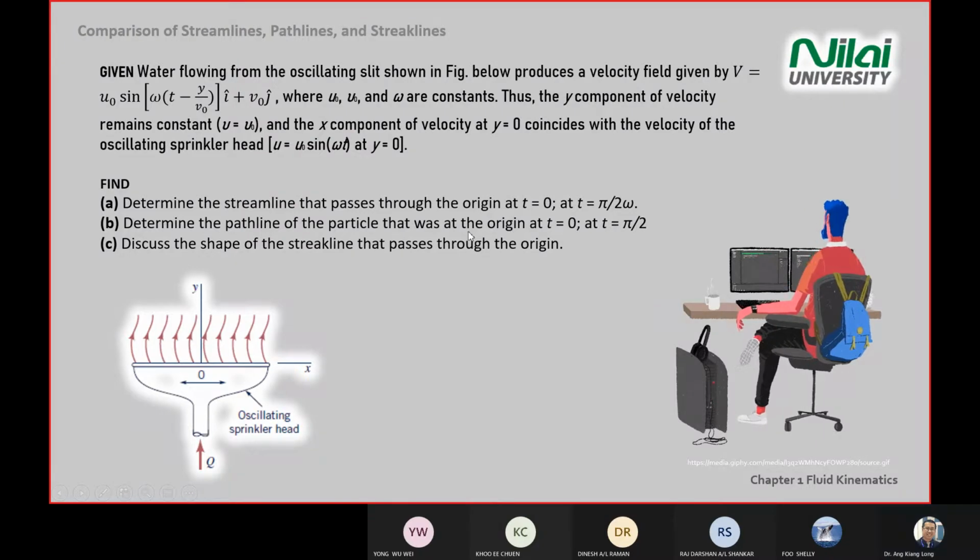And from the origin, at the two scenarios. So one at t equal to 0 and t equal to pi divided by 2 omega. I think I missed the 2 omega here, right? Pi over 2 omega. All right. So then the last one is that you discuss the shape of the straight line that passed through the origin.